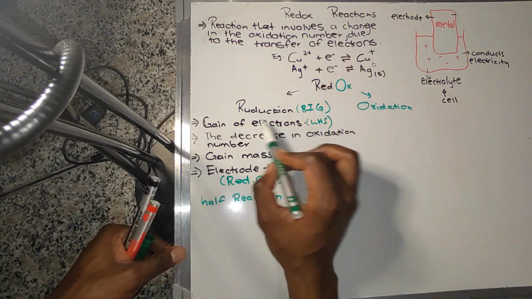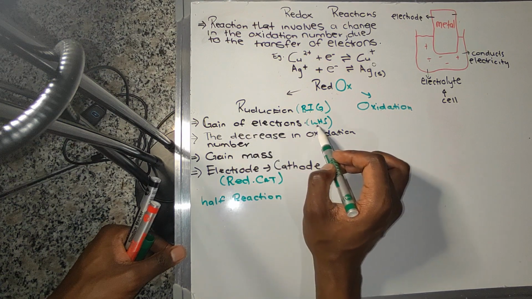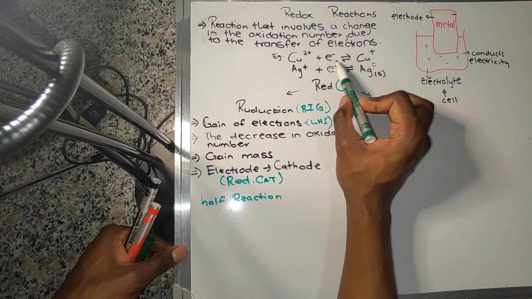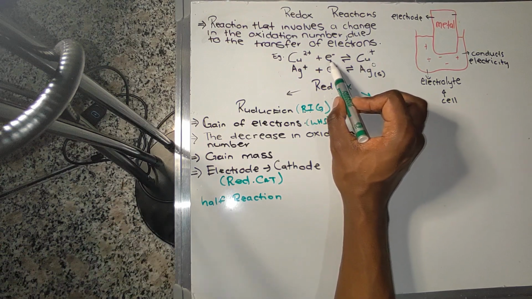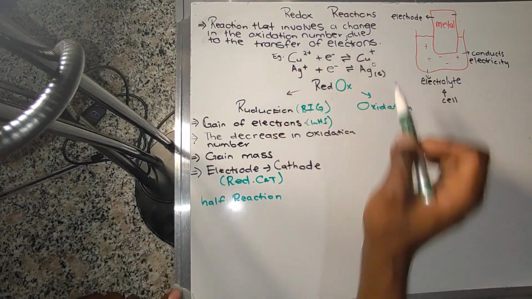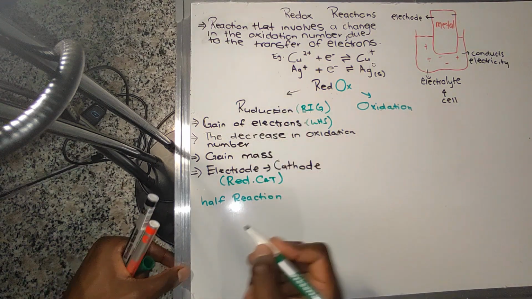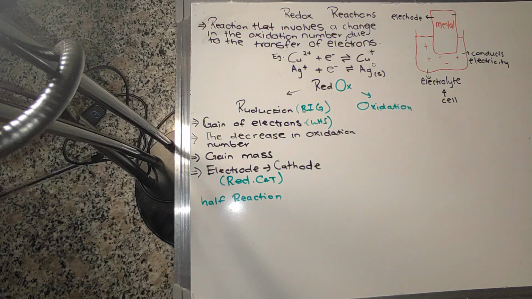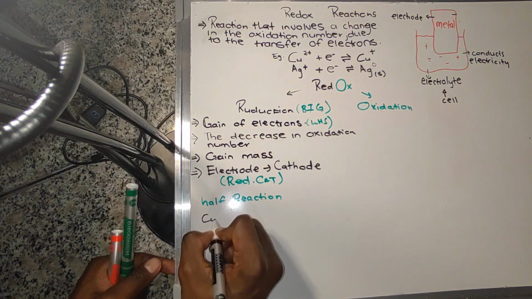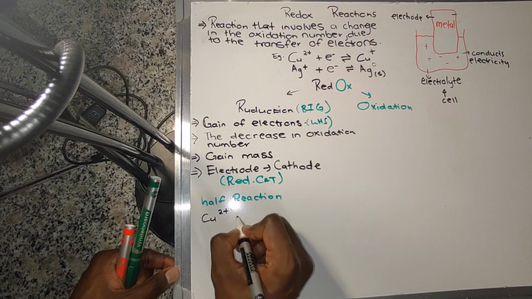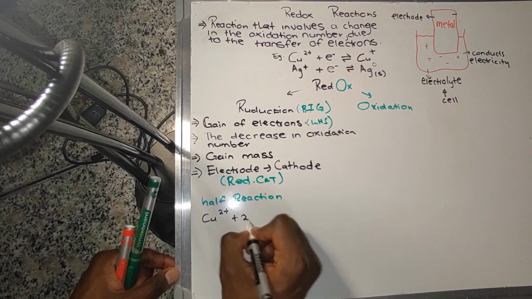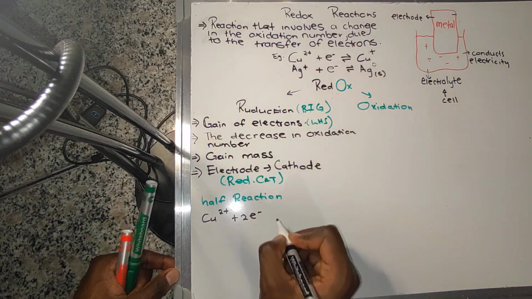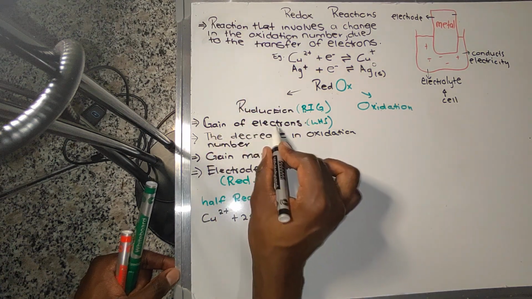Now we said a gain of electrons, the electrons should be written on the left. So you can see that in the first reaction, the electrons are on the left hand side. So that means our first reaction here is a reduction half reaction. Let us write this again. So this will be copper 2 plus. A gain of electrons will always be on the left hand side. So electrons on the left means we are undergoing reduction because we are gaining electrons.